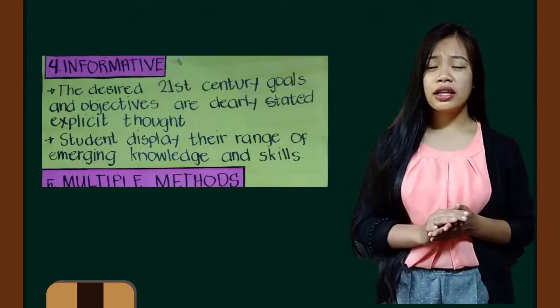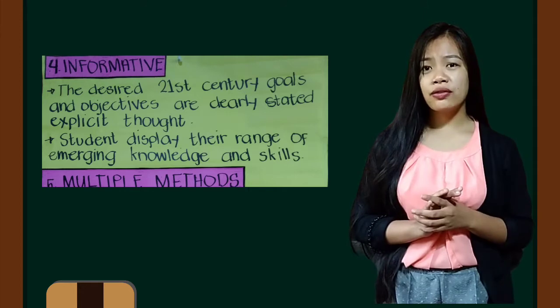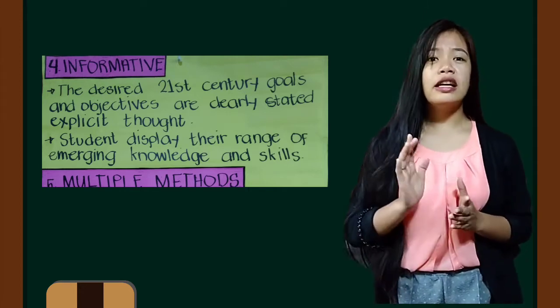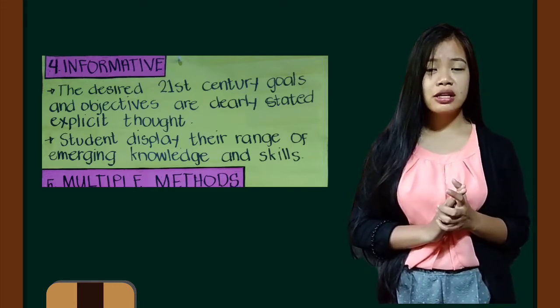The fourth one is the informative. Informative, the desired 21st century goals and objectives are clearly stated and explicitly taught. Students display their range of emerging knowledge and skills. Before starting the class, the students are aware of the goals and objectives. With that, they will be guided with their achievement.